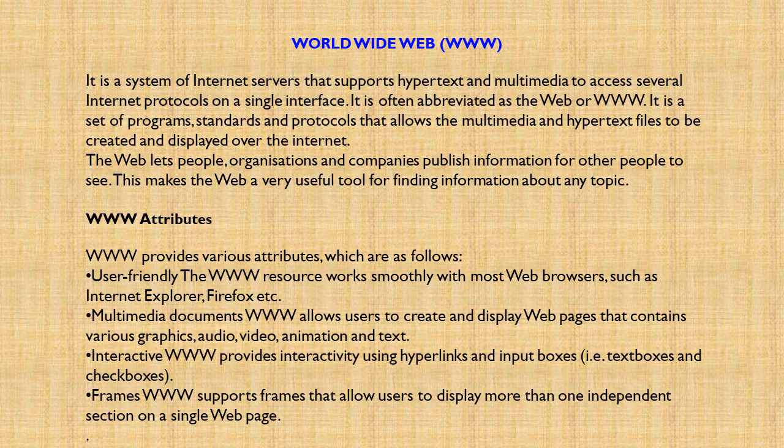It has a few features, or we can say attributes, like user-friendly. WWW resources work smoothly with most web browsers such as Internet Explorer, Mozilla Firefox, etc. It supports multimedia documents. We can open any audio, video, animation, text, any file. It supports interactivity. WWW provides interactivity. We can make use of hyperlinks, input boxes, that is text boxes or check boxes. WWW supports frames also. Frames permit us to display more than one section on a web page.